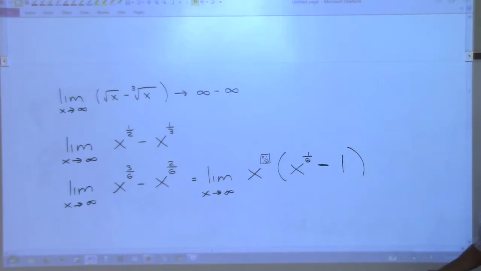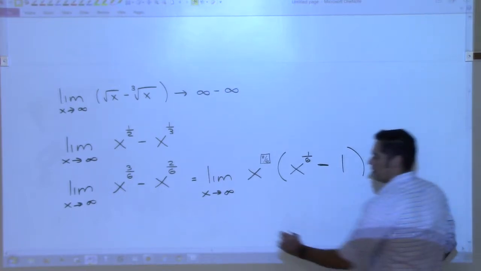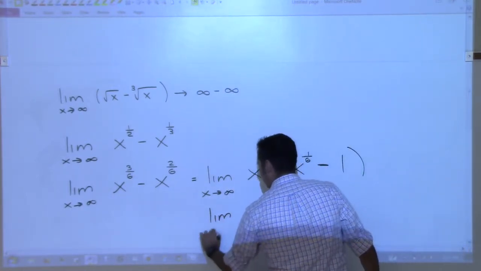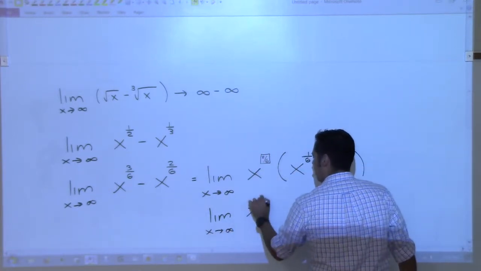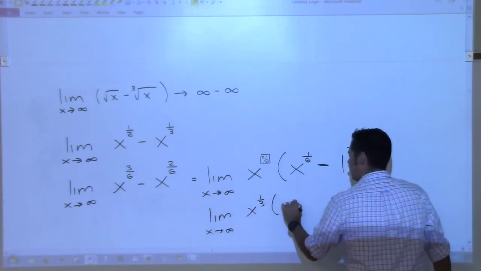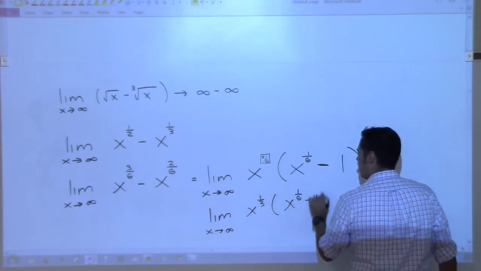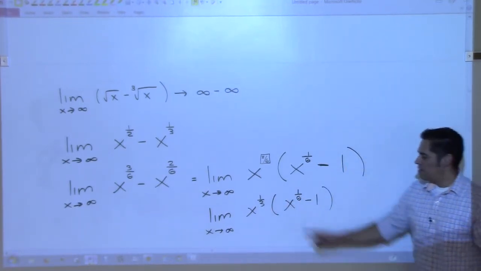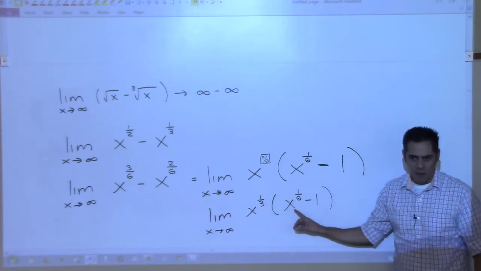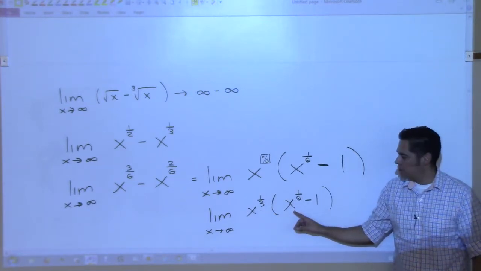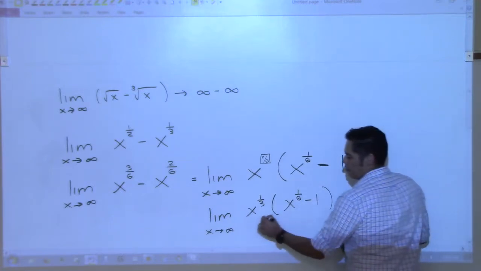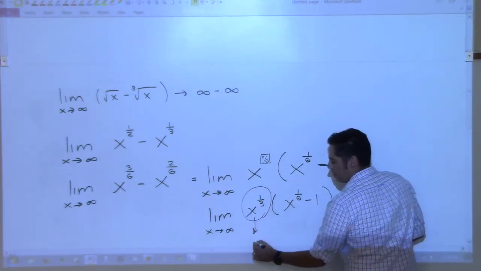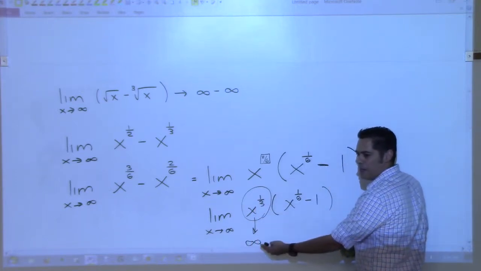Now we have turned it into multiplication. This is really the limit as x goes to infinity. This is really x to the 1/3, and this is really x to the 1/6 minus 1, like that. This is the cube root of x. This is the 6th root of x. So what happens now as x goes to infinity? Where is that going? Infinity, right? Because the cube root of infinity is still infinity.